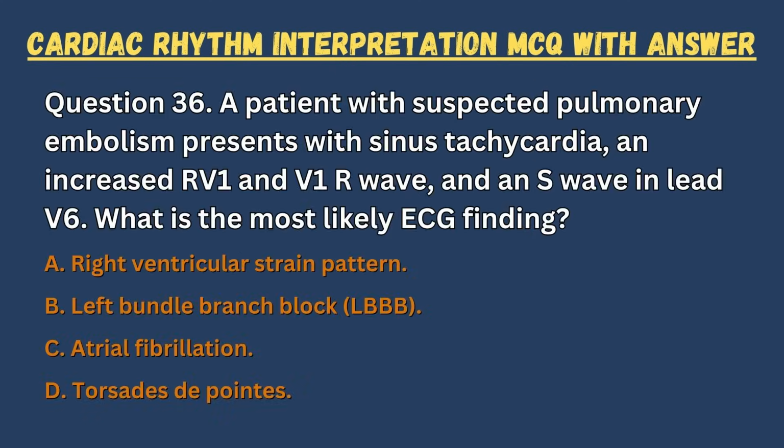Question 36. A patient with suspected pulmonary embolism presents with sinus tachycardia, an increased R wave in V1, and an S wave in lead V6. What is the most likely ECG finding? A. Right ventricular strain pattern. B. Left bundle branch block, LBBB. C. Atrial fibrillation. D. Torsades de pointes.